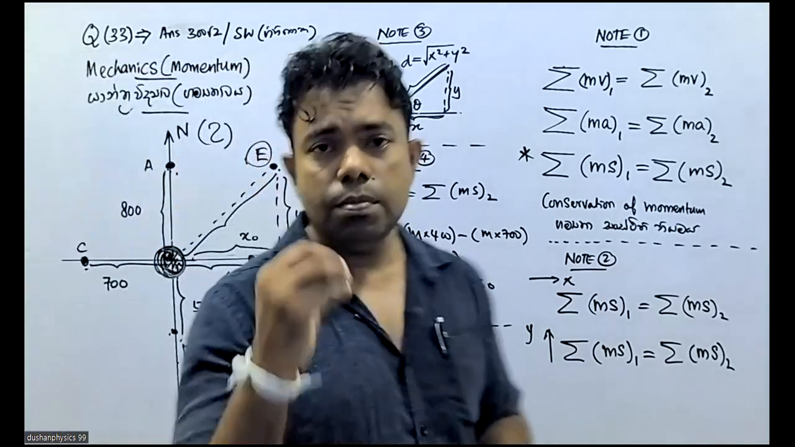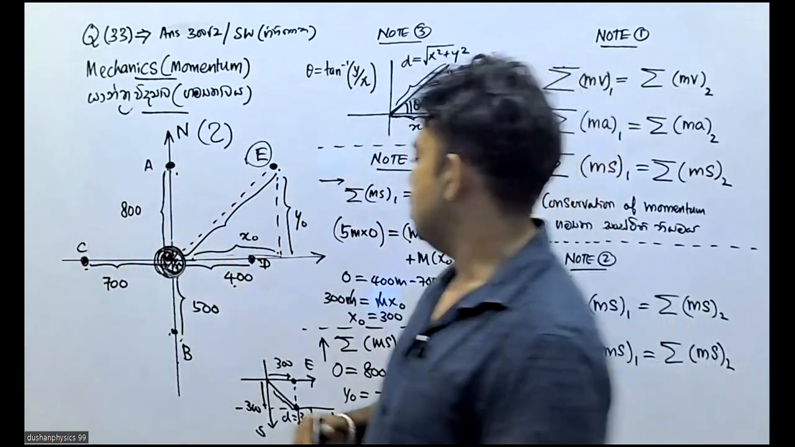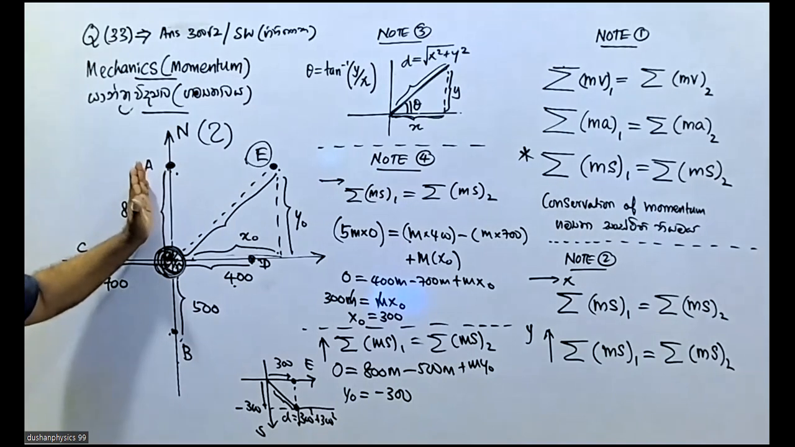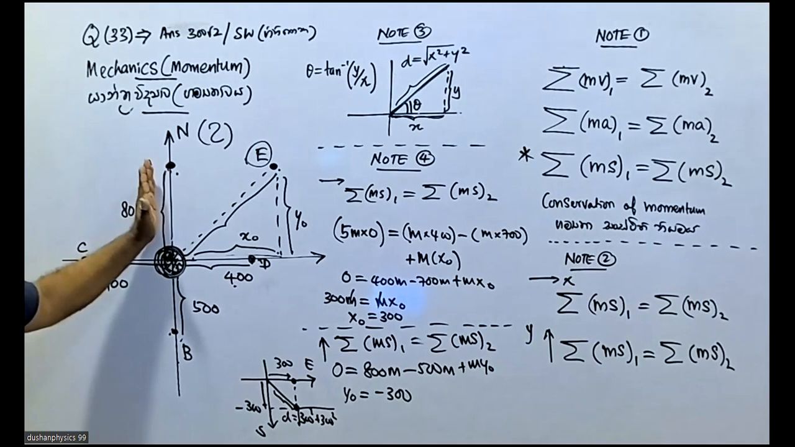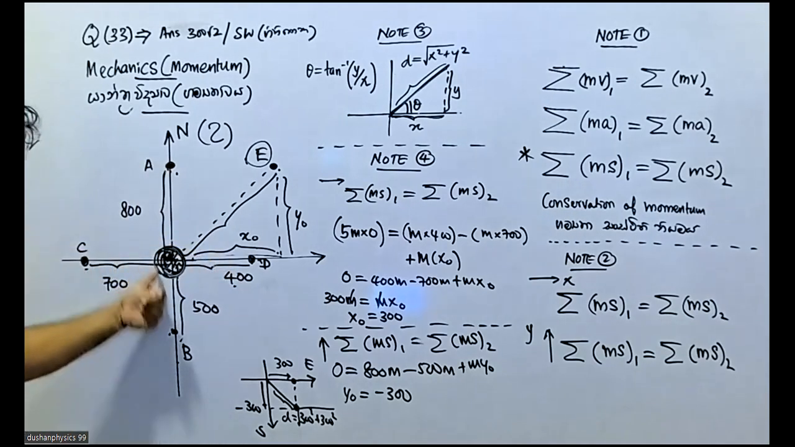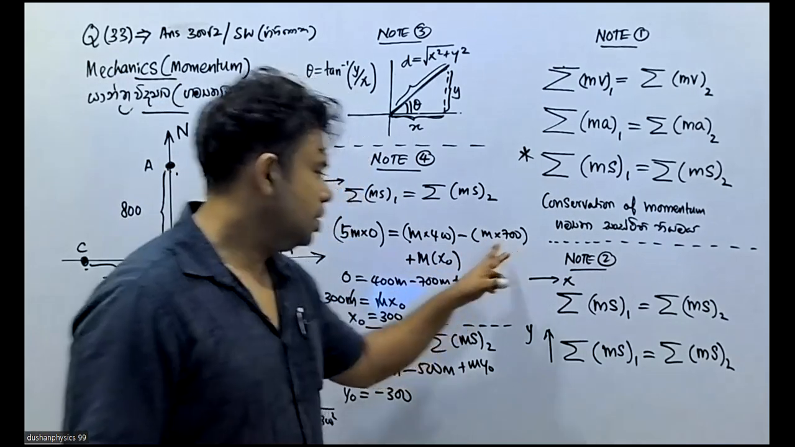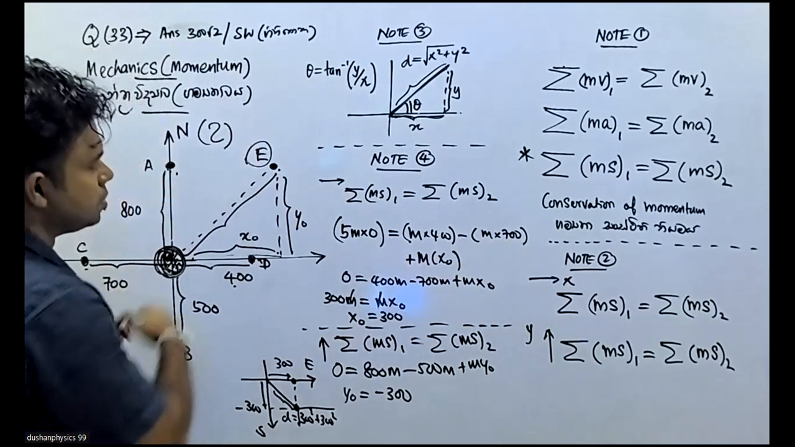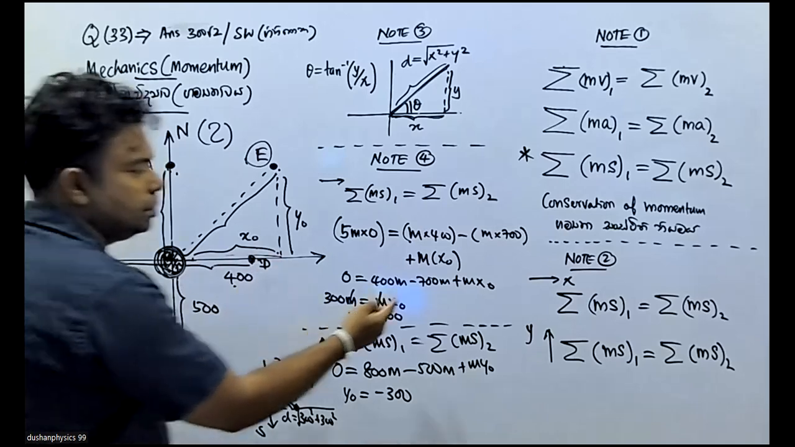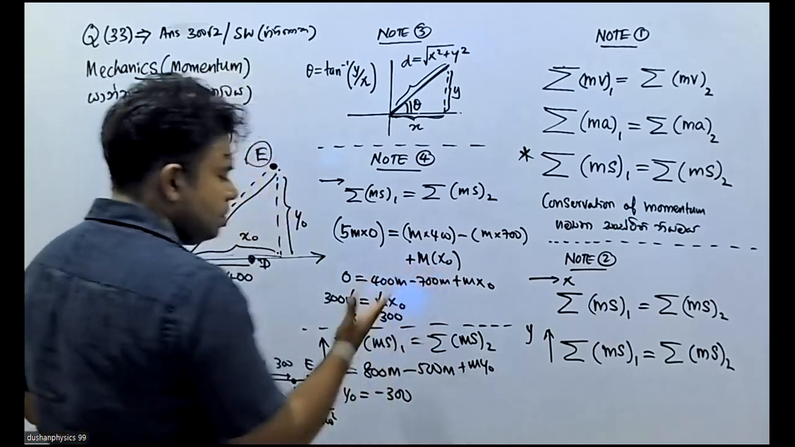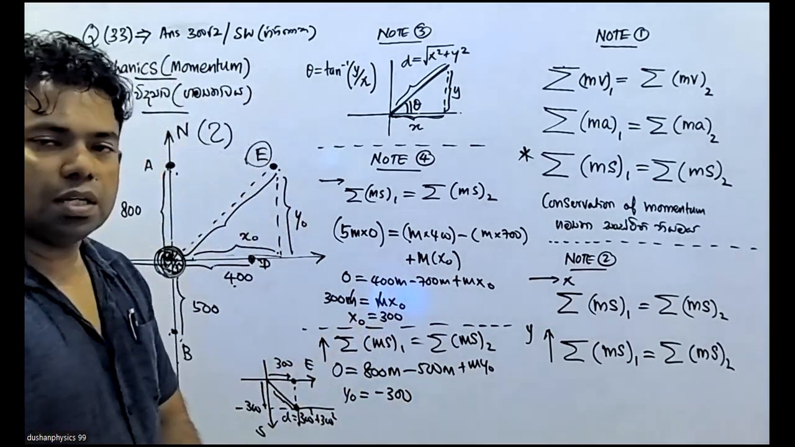Let's go to C, minus, because you have to put minus if it's in the other direction. In the Cartesian coordinates, plus y, plus x, minus y, minus x. C is on the minus x direction, that's why I put minus 700, plus x naught, which I assumed somewhere here. When I simplify this, x naught comes to 300.